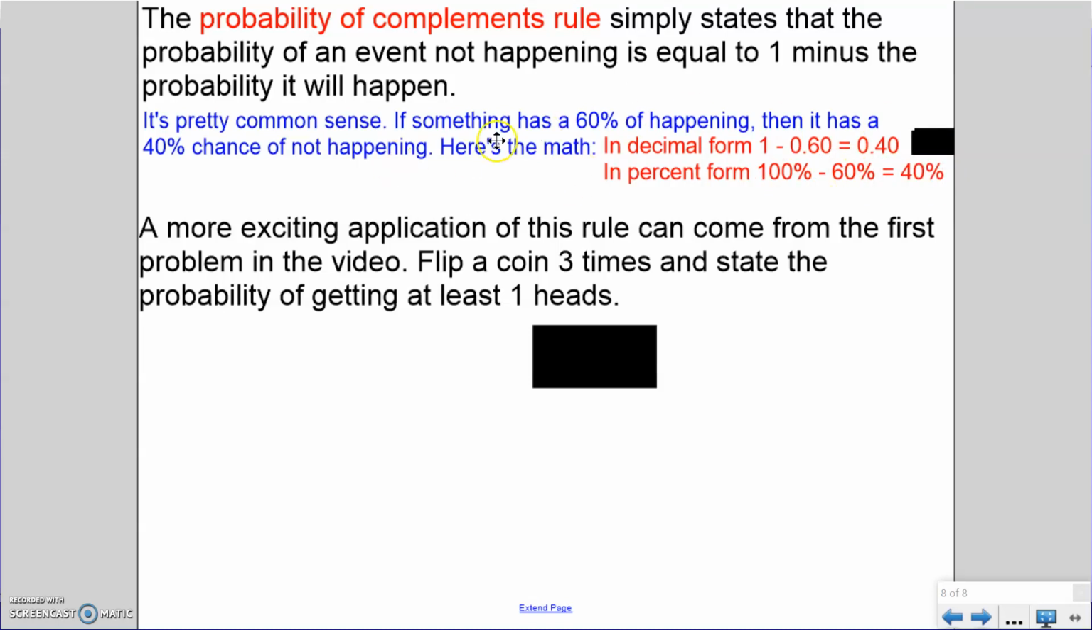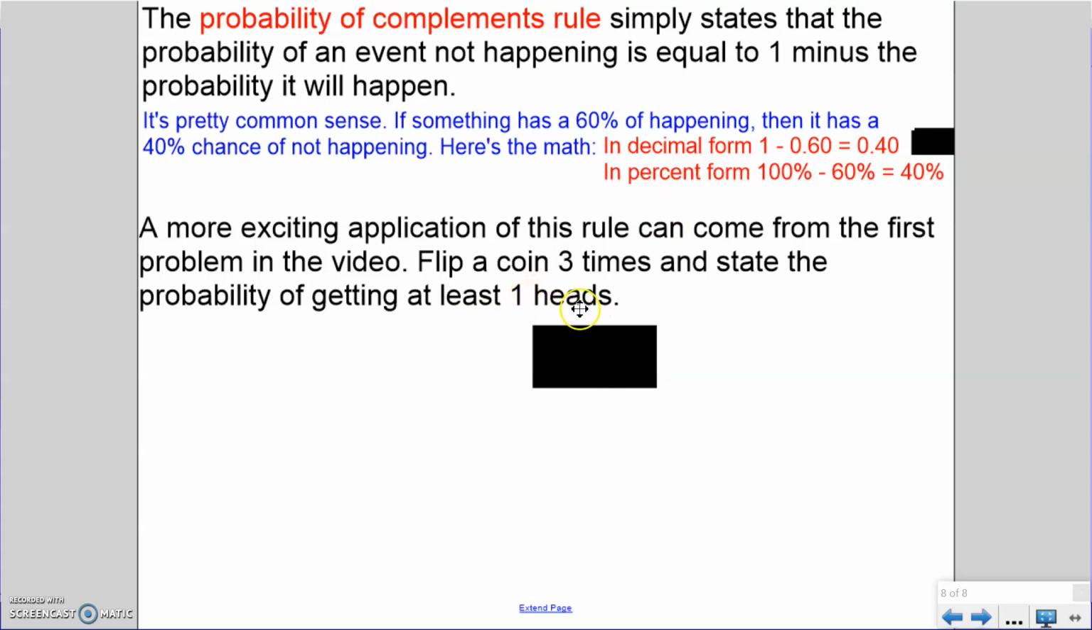All right, so that's not too exciting, but here's a cooler application. A more exciting application of this rule can come from the first problem in the video. Flip a coin 3 times and state the probability of getting at least 1 heads. Now earlier I had to count the number of things that had 1 heads, the number of things that had 2 heads, the number of things that had 3 heads, right? But sometimes it's simpler or easier to count the things that have no heads and subtract it from 1.